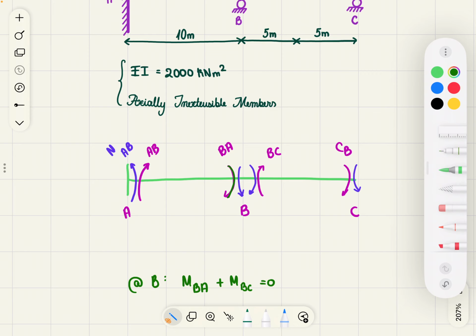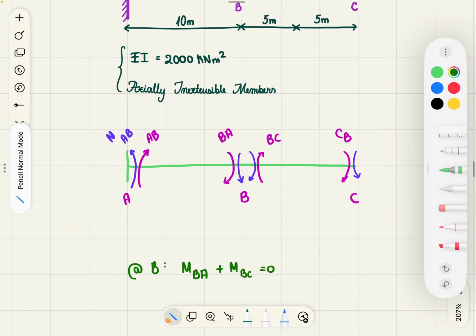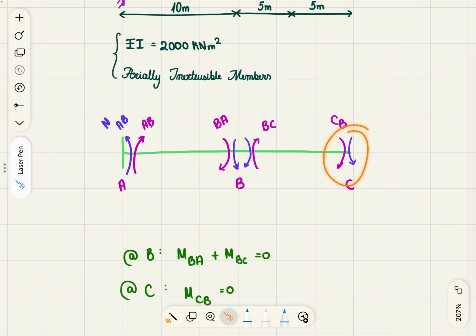So equal and opposite, you can see. So hence when you add them up, you get zero, because one is positive, one is negative, or vice versa. So next up, at C, we also have moment CB. Once again equals 0. There's nothing else going on at C. And even at A, you would have some value.